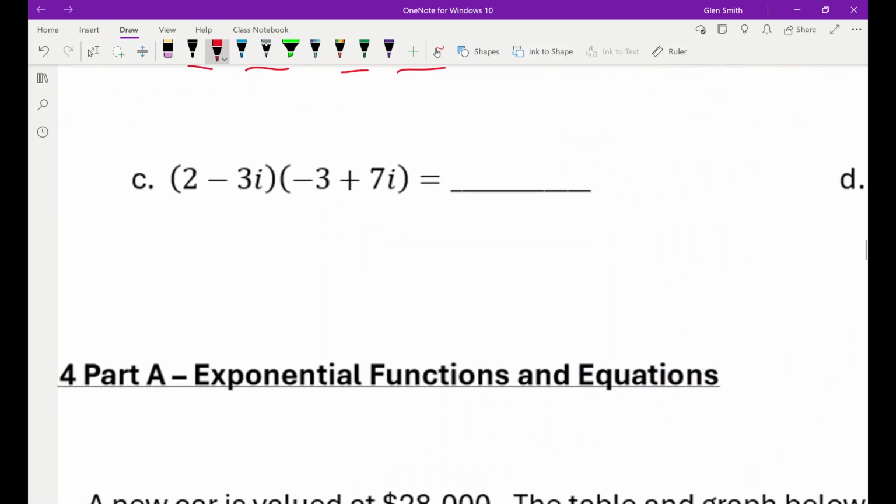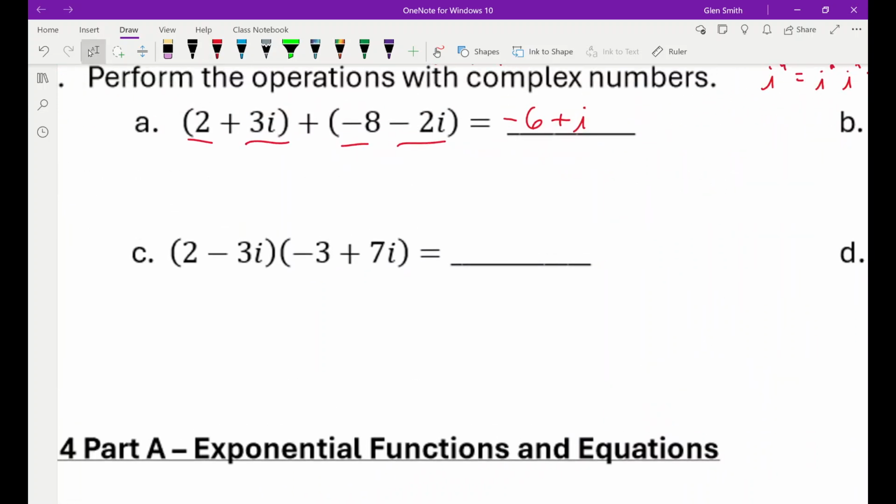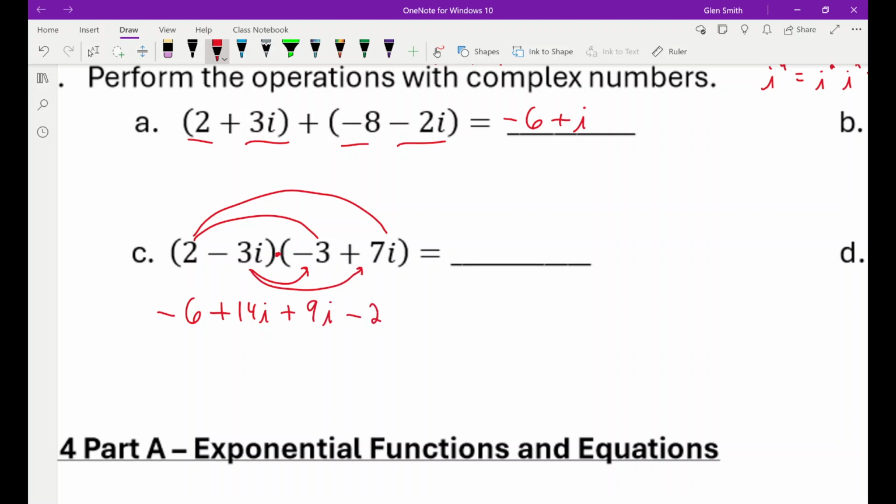All right. And then here, you notice the operation between these two parentheses is a multiplication. So now we got a FOIL, okay? So look, we're going to do 2 times negative 3 and 2 times 7i. So that's negative 6 plus 14i. And then we do negative 3i times 3, that's 9i. And negative 3i times 7i is 21i squared.